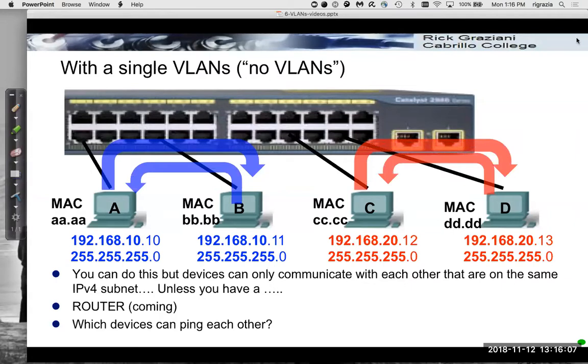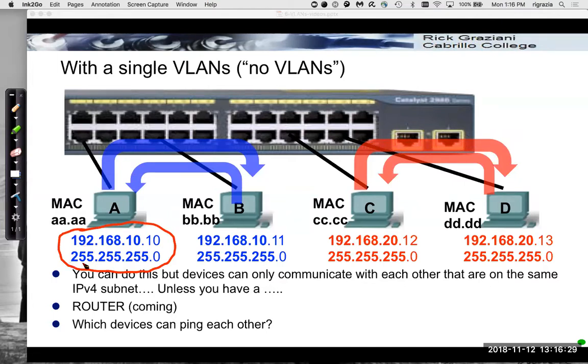Okay, but it's important to note that A cannot ping C, even though they're connected to the same switch, even if they're on the same VLAN. Why is that? Well, we talked about that in a previous video. Okay, remember what A knows is its own IPv4 address and subnet mask.